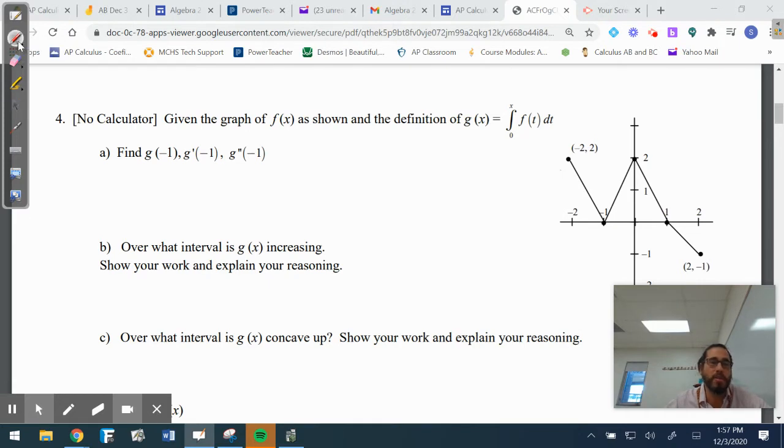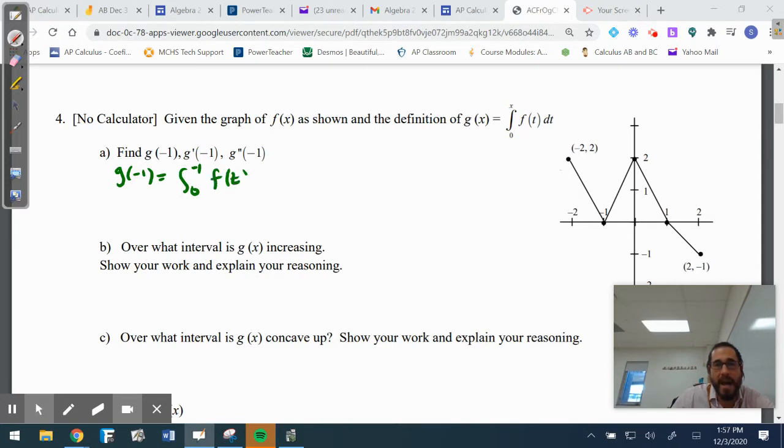Best thing about number 4 is we tie in the first half of calculus with the second half of calculus. So I don't know about you, but I love these. All right, g of negative 1. What the heck is g of negative 1? Well, g of negative 1 would mean you just put a negative 1 in there for x.